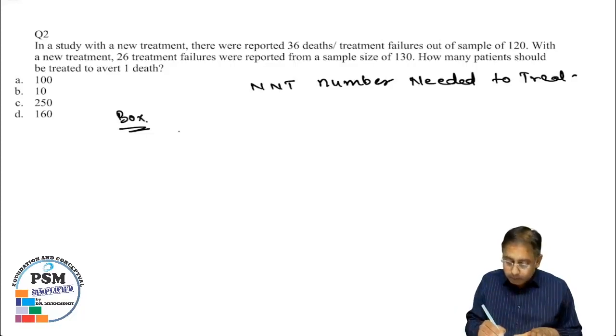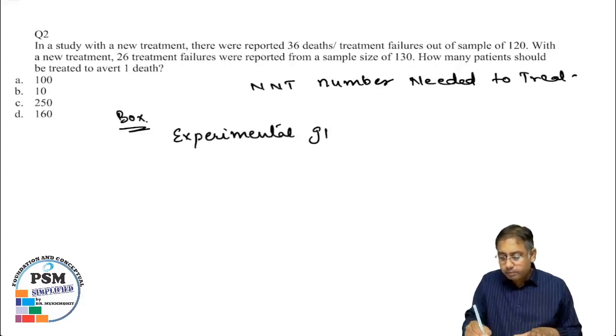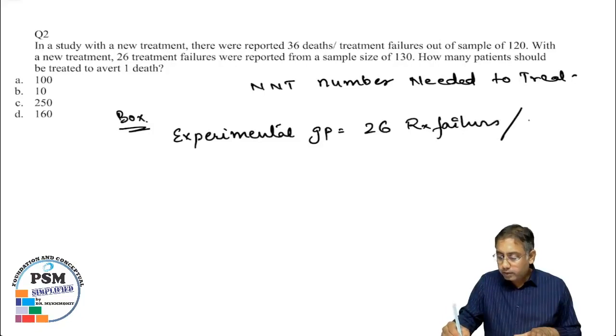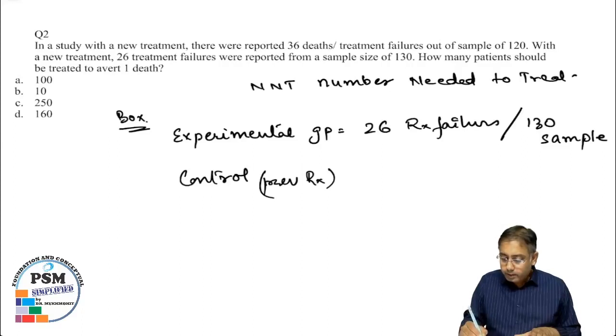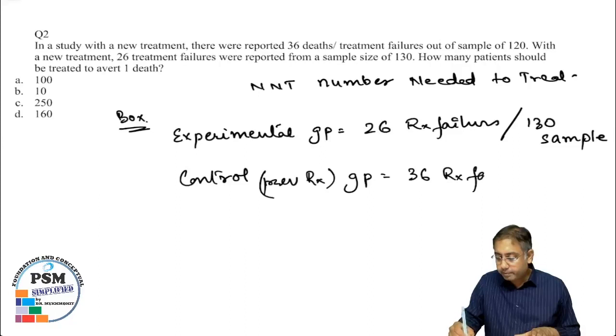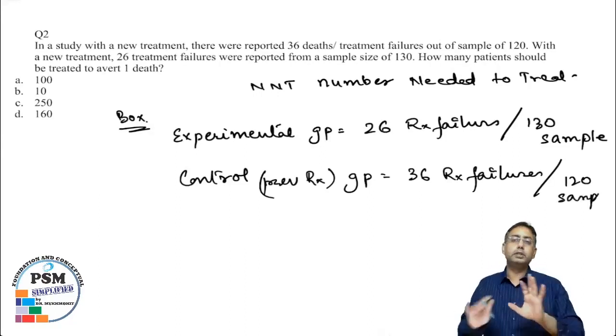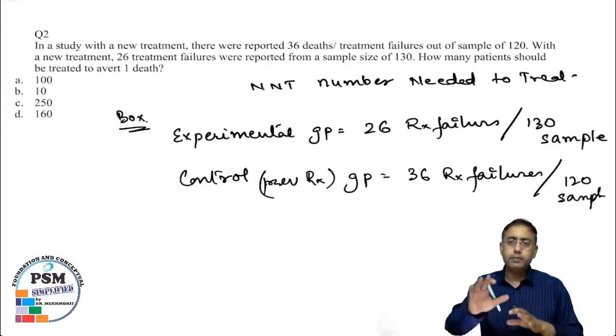So in the experimental group, with the new treatment, we can see 26 treatment failures out of 130 sample. That is what the MCQ says. And in the control group, or the previous treatment group, we can see that there were 36 deaths or treatment failures out of 120 sample. That is what the question is saying. So the carry home message: the question is giving us all these things.